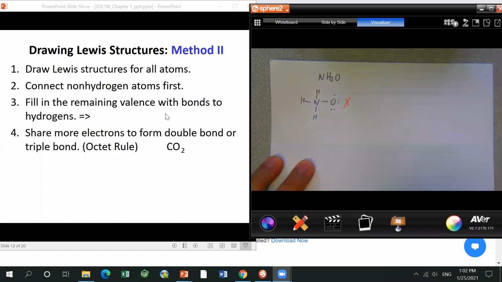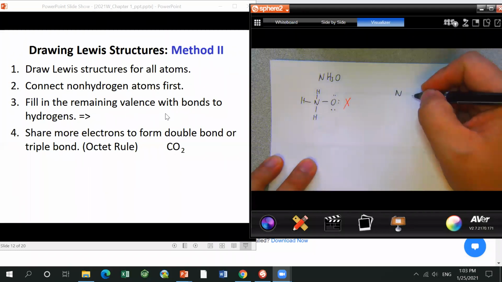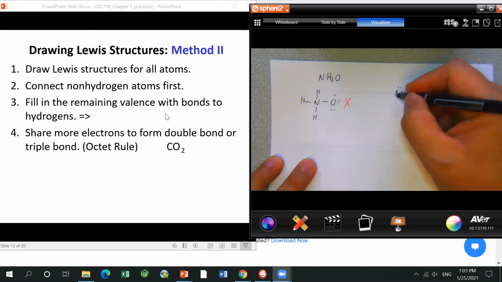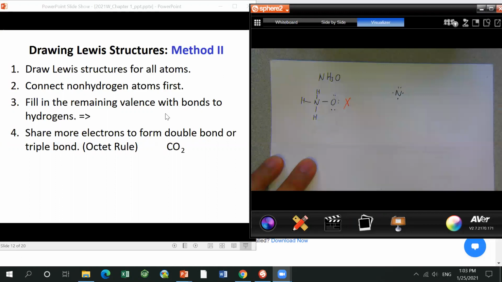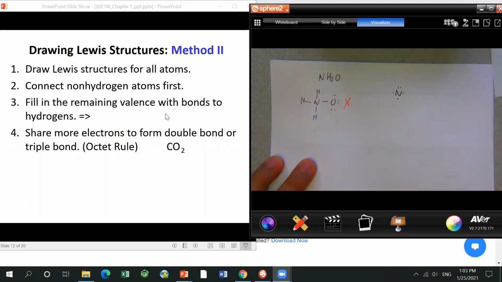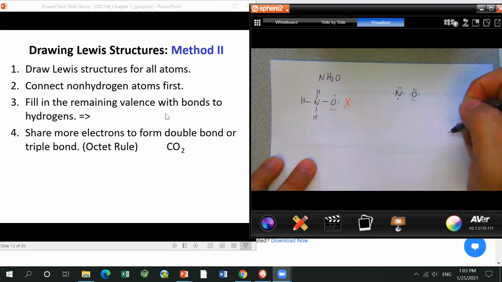So first, draw the Lewis structure for all the atoms. That's not hard. We have nitrogen, and we just put the atomic symbols in the center, surrounded by valence electrons. If you cannot remember how many valence electrons each atom has, look at the periodic table. The group number is the same as the number of valence electrons. So we have nitrogen, oxygen from group 6 with 6 valence electrons, and then 3 hydrogens, each with one electron.